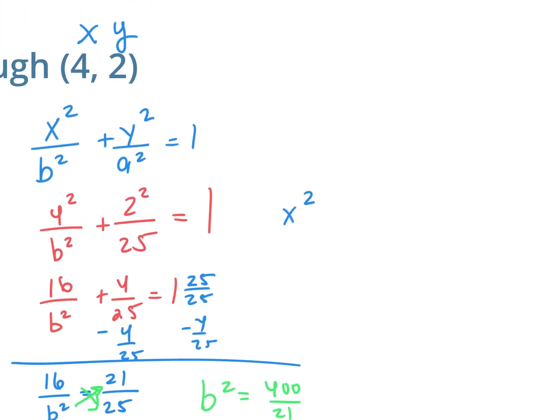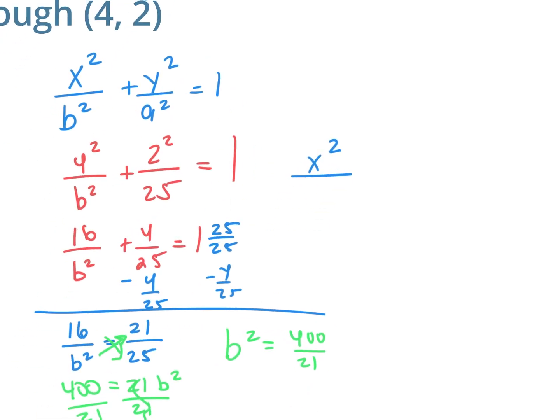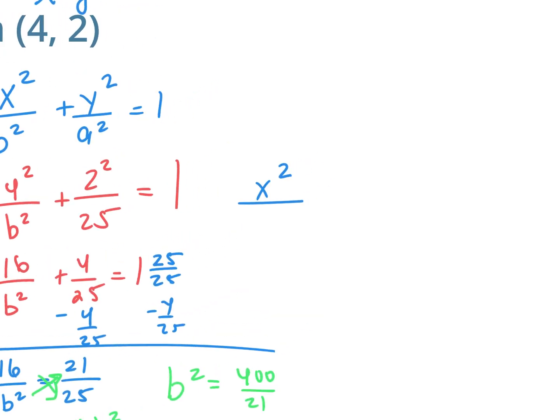You have x squared over, what's our b squared? 400 over 21, okay, plus y squared over what? 25 equals 1, okay. Do I love the way that looks? No. So now you guys are like, oh my gosh, now what do we do?